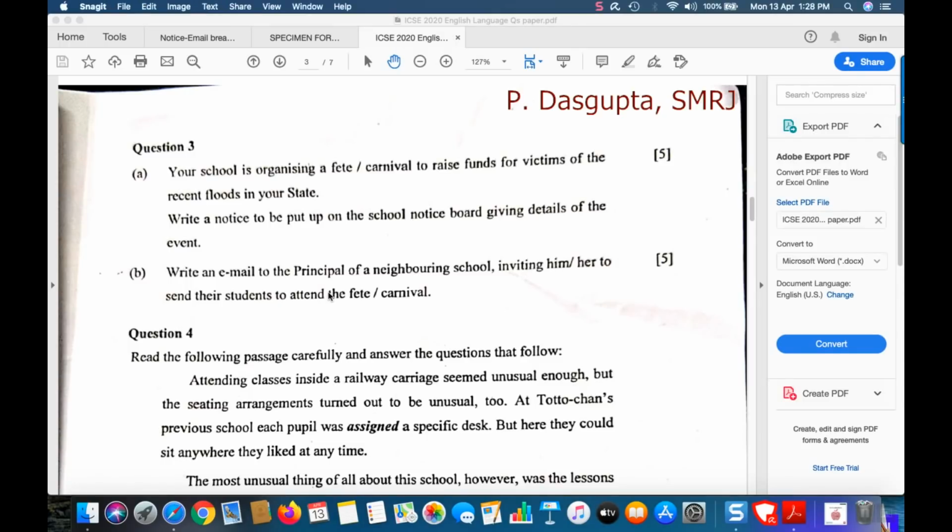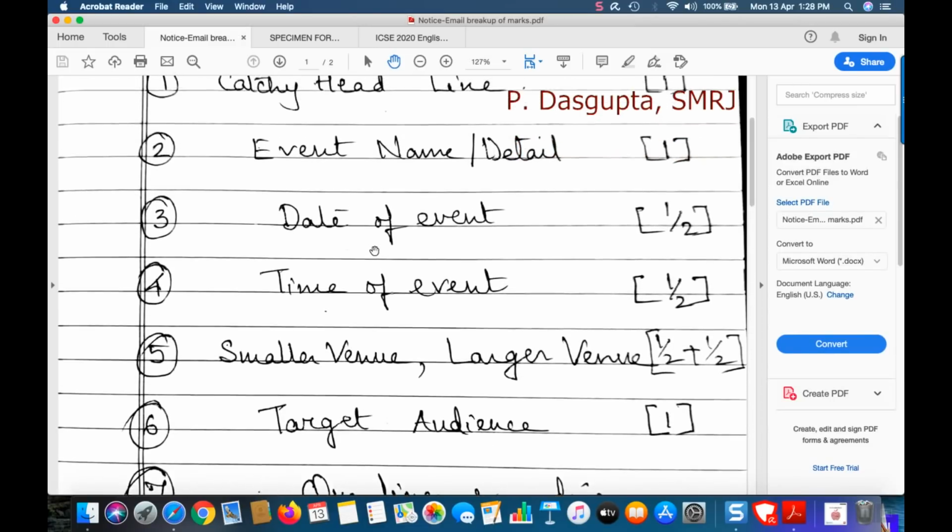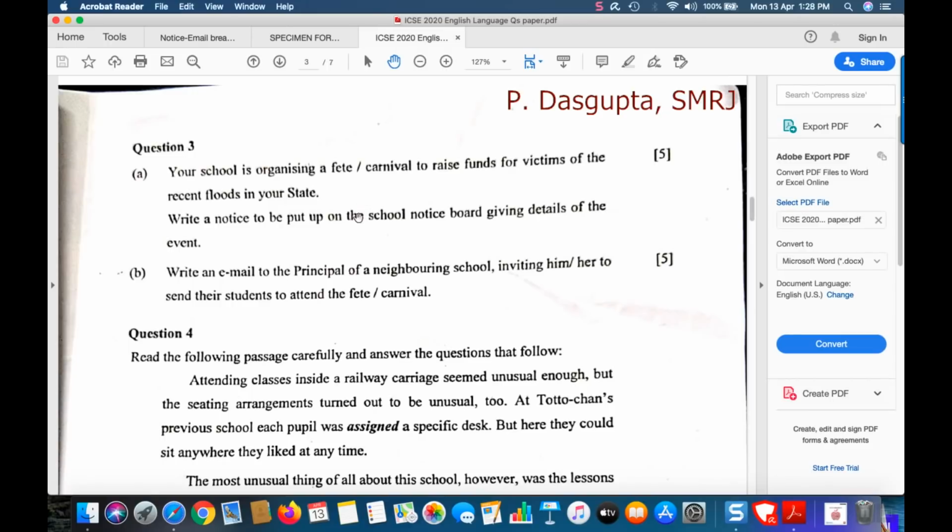Second point is, create your notice in such a way it is crisp and to the point. Do not write too much. Based on each of these points, just write 1 or 2 lines maximum. Do not write paragraphs. With that, we come to the end of notice writing. As an assignment, you will be doing this question 3A. I'm reading out the question once again. Your school is organizing a fete or a carnival to raise funds for victims of recent floods in your state. Write a notice to be put up on the school notice board giving details of the event.